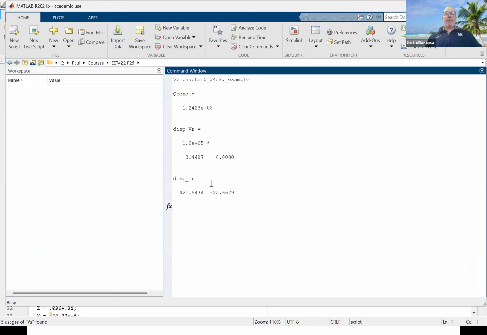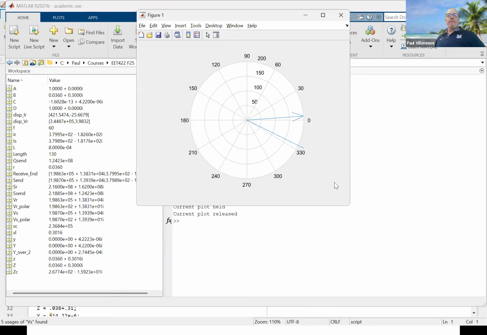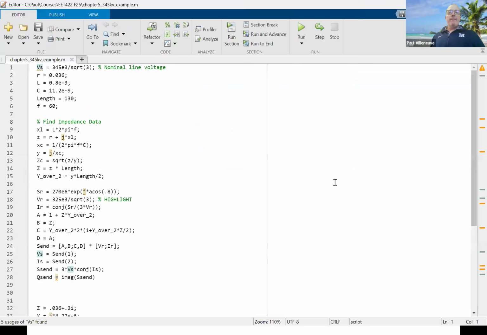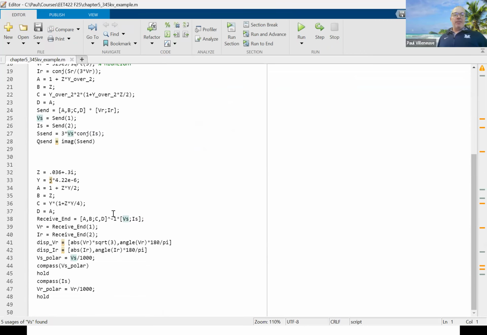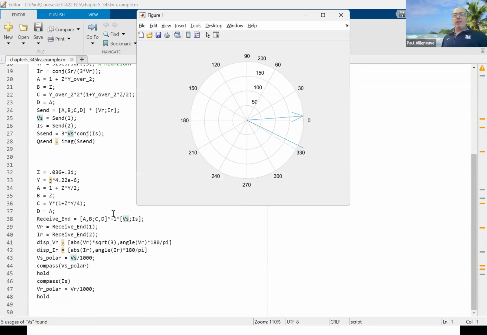And toggle over to MATLAB. And then this tells me the value that I have. Okay. So let's see. So here's the upfront information. Here's the impedance data that we calculated. Here is the power. And then you can see I calculated my ABCD parameters. And then I just displayed a bunch of information. That's what this plot shows.